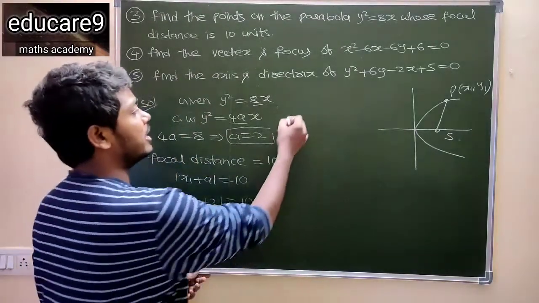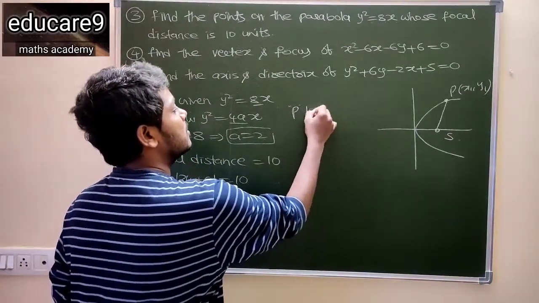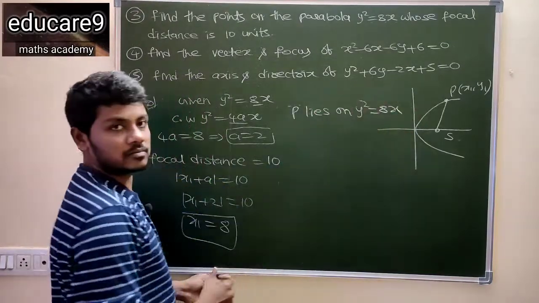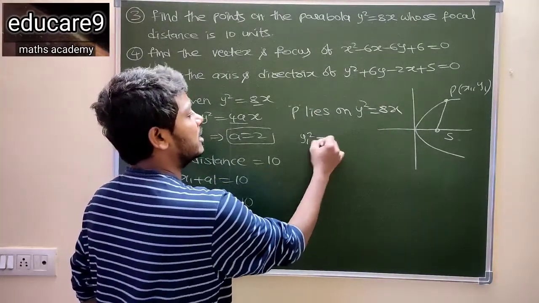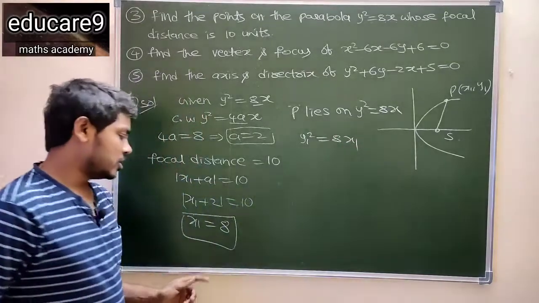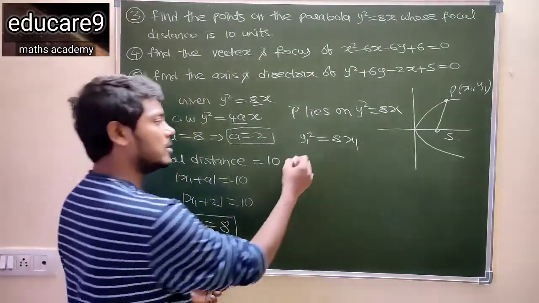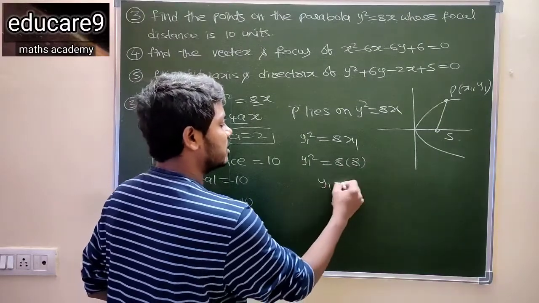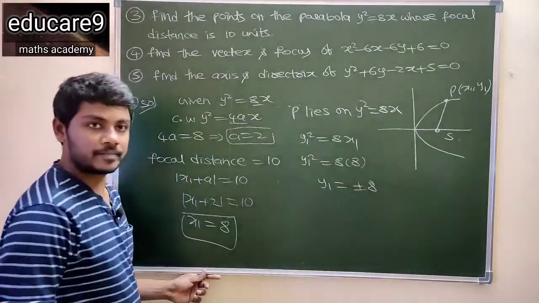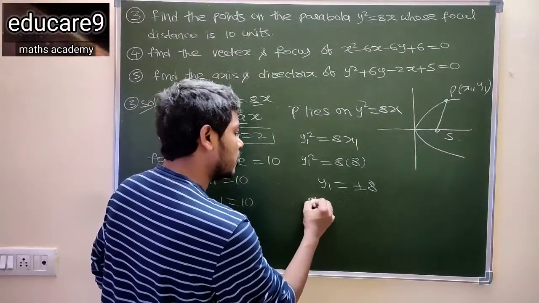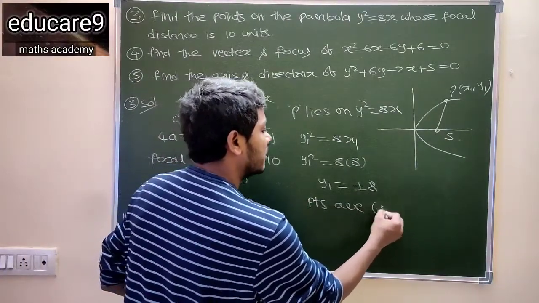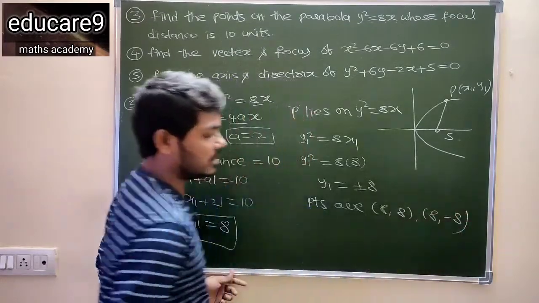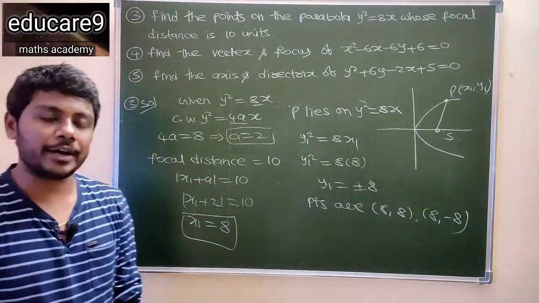See here, P lies on the parabola. P lies on y square is equal to 8x. That is y1 square is equals to 8x1. You know that x1 value is 8. So y1 square is equals to 8 into 8. So y1 is equals to plus or minus 8. Therefore, points are 8 comma 8, 8 comma minus 8. So these are the required points.